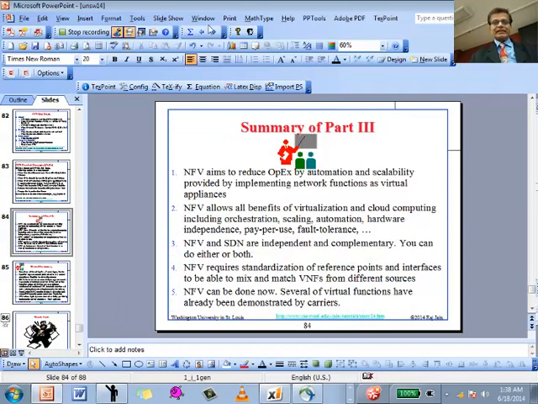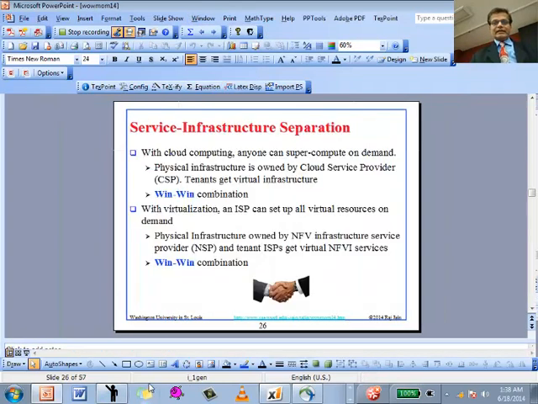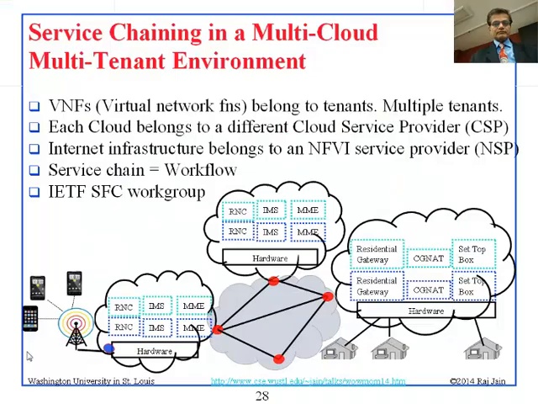So basically, the idea is that NFV is a good idea, but there are a few problems. This is part of the talk that I gave this morning, and it is available on my website. I already uploaded it. You just go to talks on my website and you'll find it.